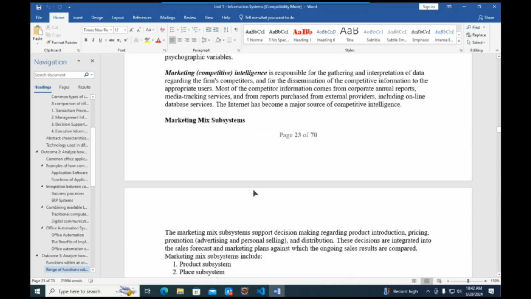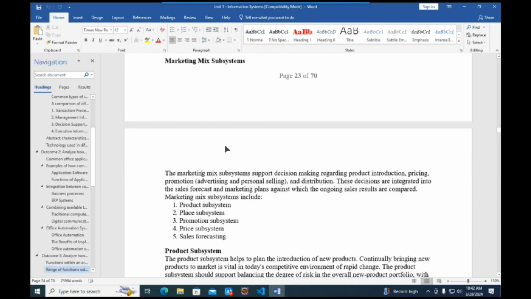We also have marketing intelligence, which is also called competitive intelligence, and is responsible for the collection and interpretation of data about the competitors of that organization. Which companies produce products that are similar to the products that we are producing, so that we can get to know about them and have a competitive advantage over them.